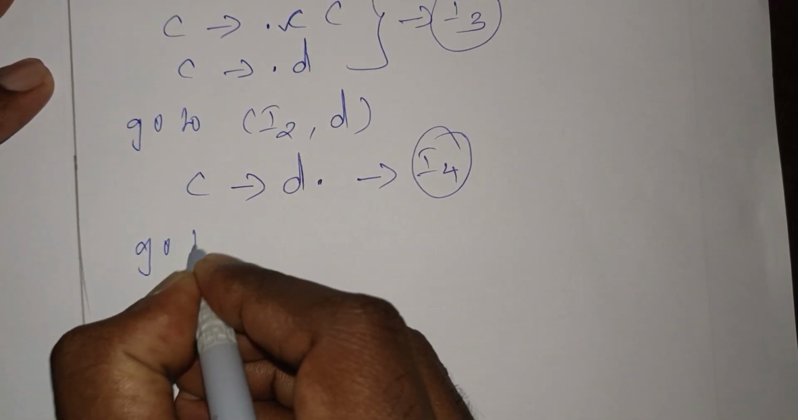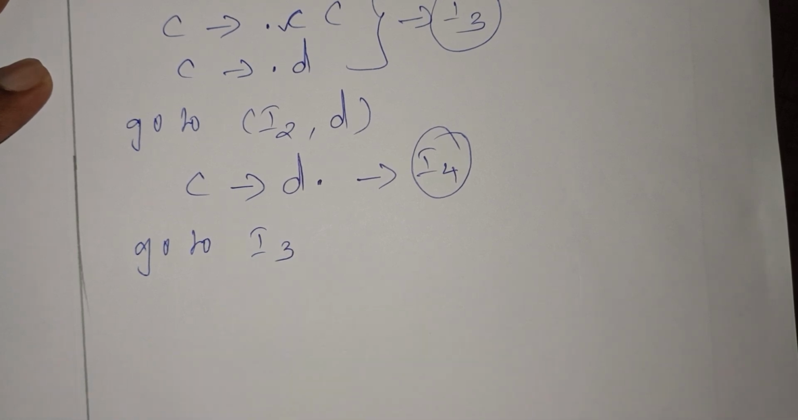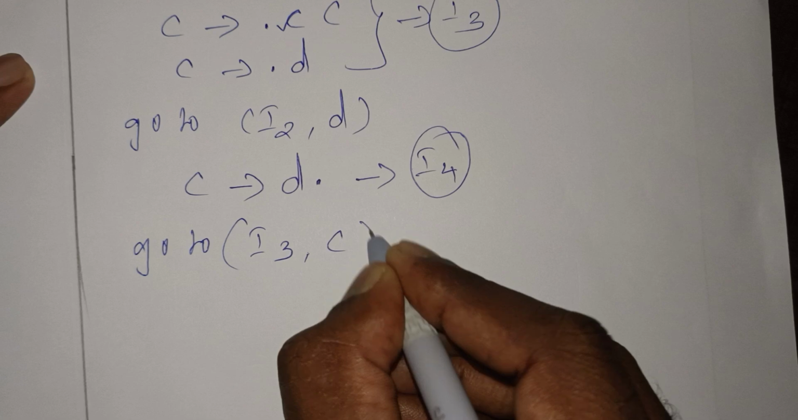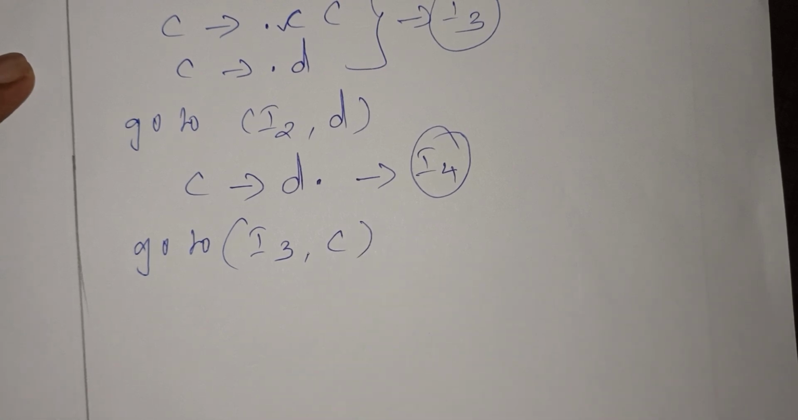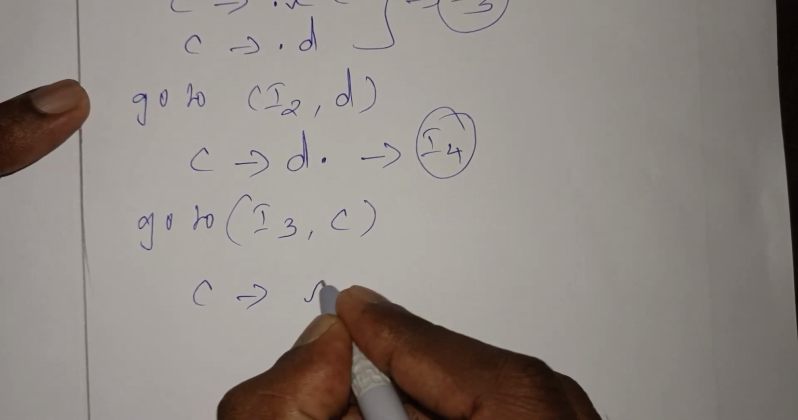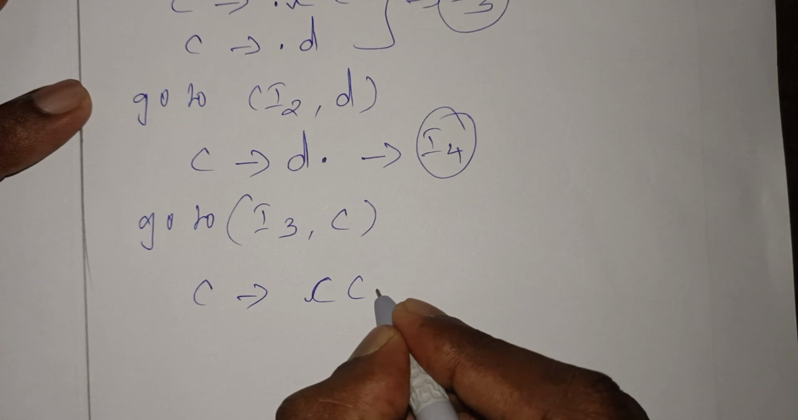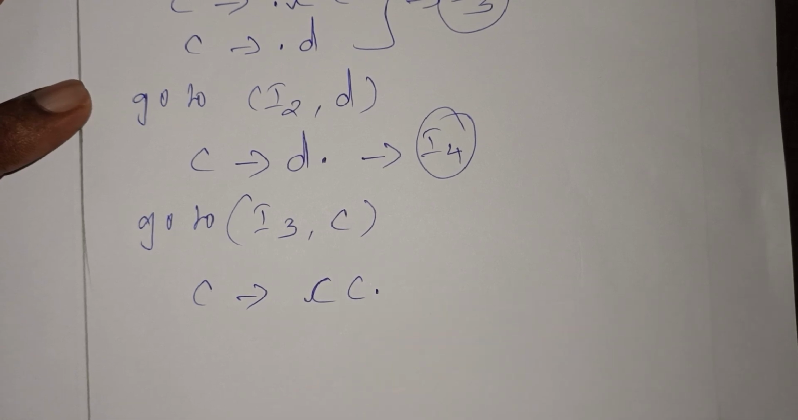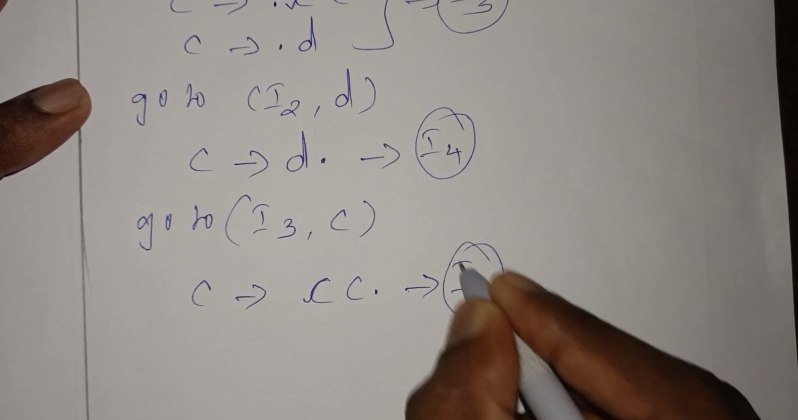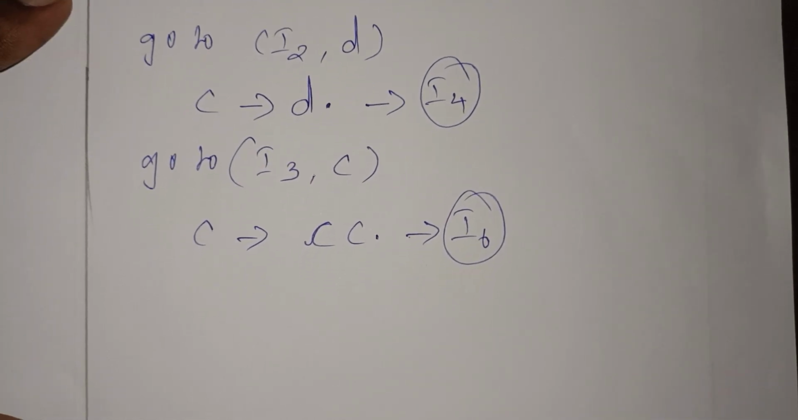I'm going to iteration number 3 now. Iteration number 3 is null here, so we are going to take each and every value. So goto(I3, capital C). What is capital C in iteration number 3? We are going to take C tends to small c capital C dot. You can see that small c and capital C gives a new iteration, so mention the new iteration number over here.